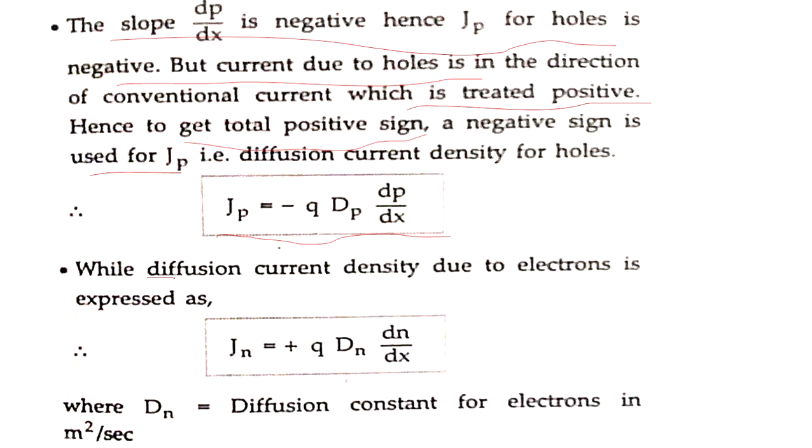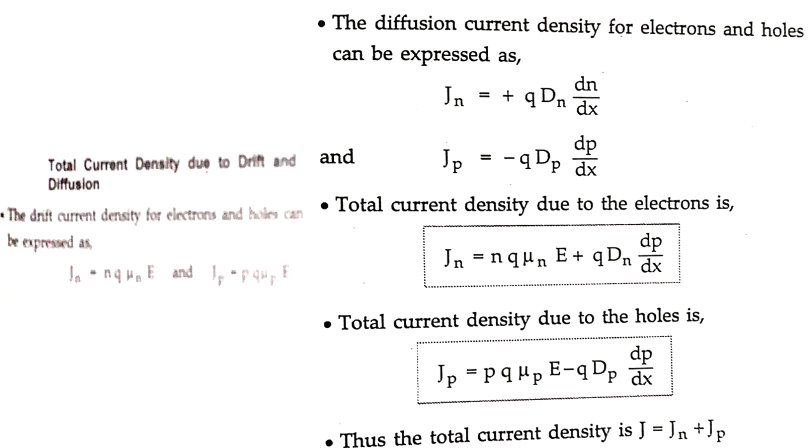Similarly, if you want to derive the diffusion current density for electron, Jn is equal to plus q Dn dn by dx, where Dn is the diffusion constant of electron, whereas Dp is the diffusion constant of hole. We already know the drift current density. Now we have derived the diffusion current, and if you add the drift current and diffusion current, for electrons you will have this equation, and for hole you will have this equation.